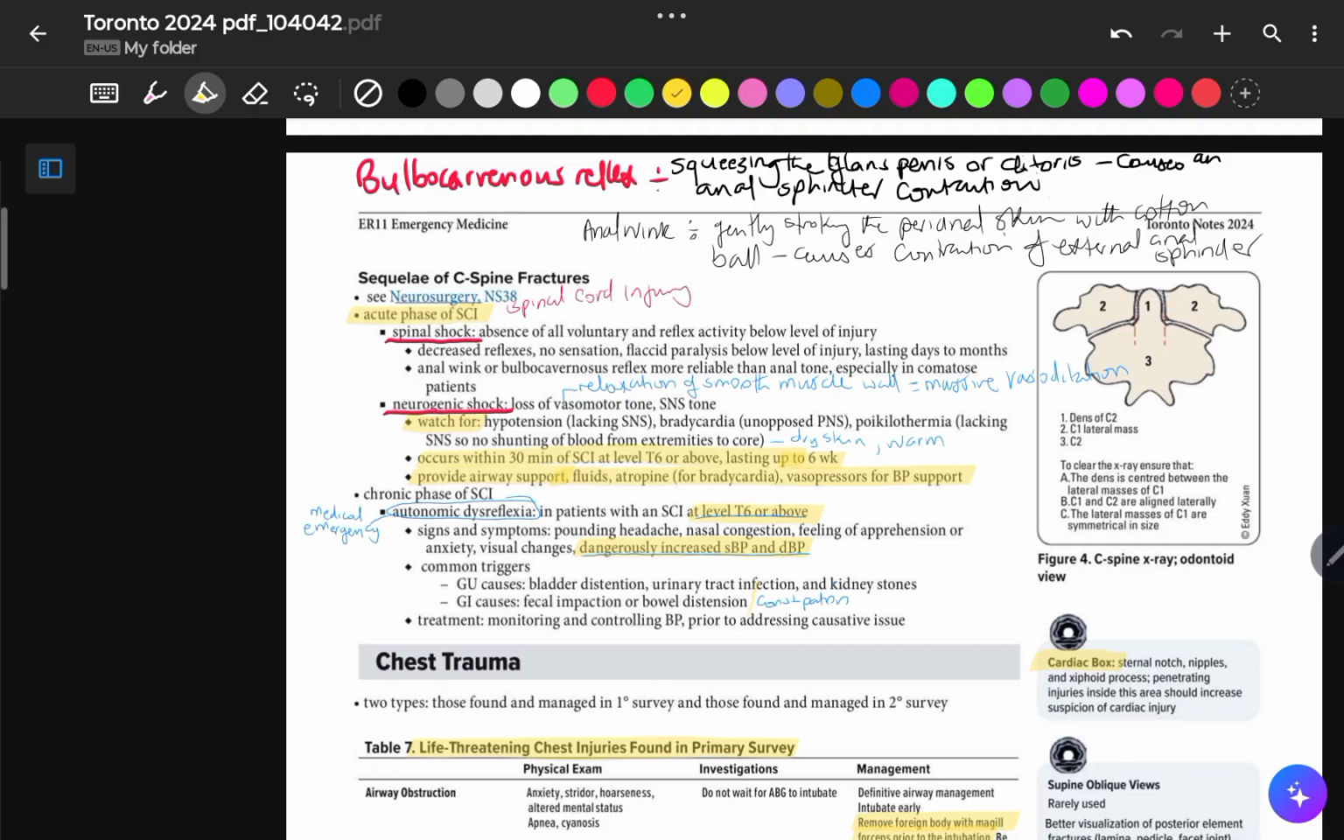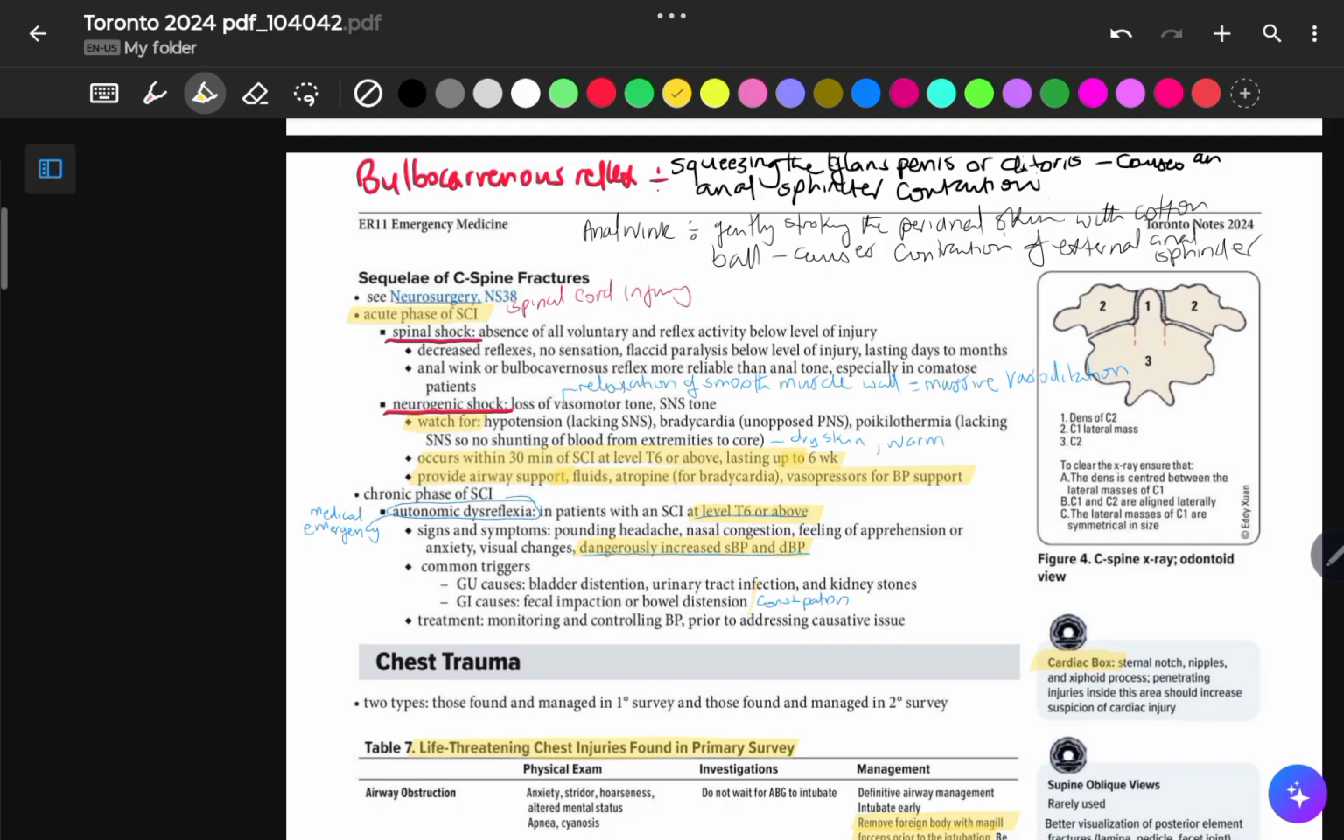So you can actually do a bulbocavernosus reflex. It's actually more reliable than your anal tone, especially if the patient is in a coma. So what is the bulbocavernosus reflex? Basically, you're squeezing the glans of the penis or the clitoris, and this should cause your anal sphincter to contract. So if it's absent, then you obviously know that it's abnormal. So it's better than actually checking the anal tone.